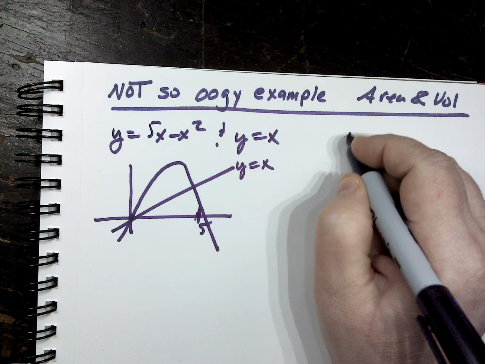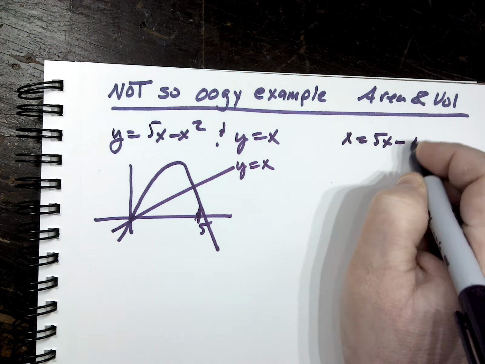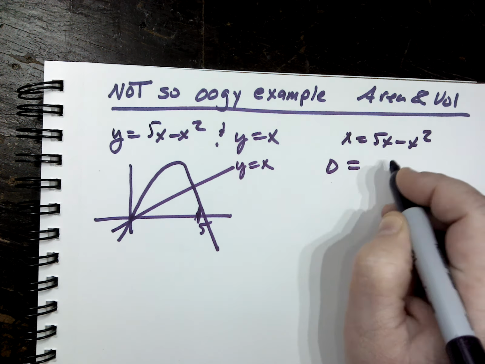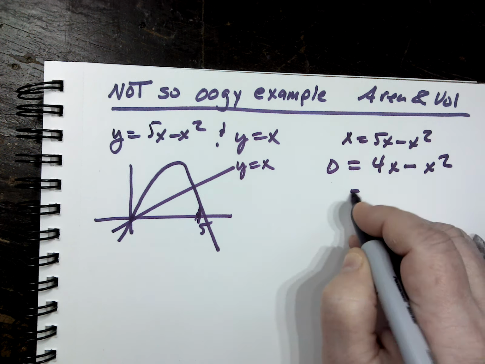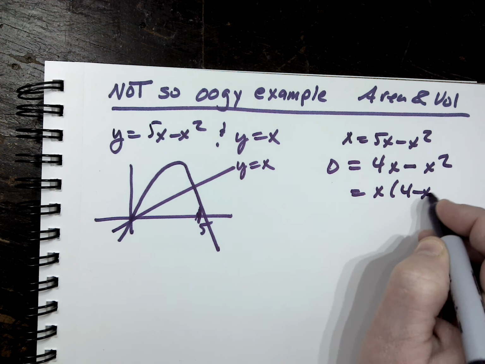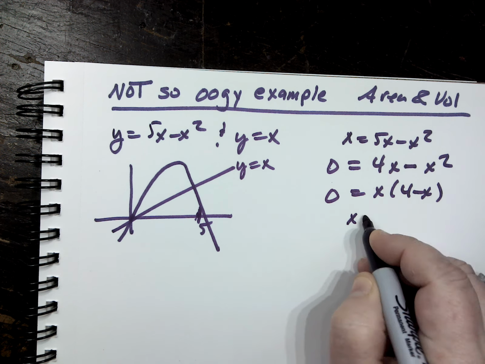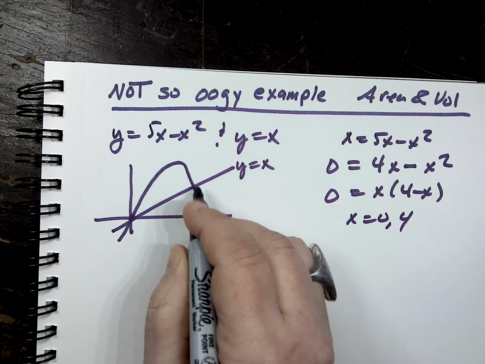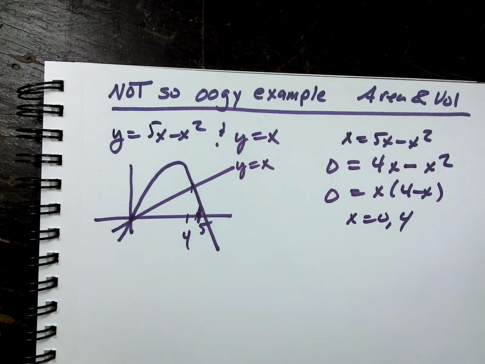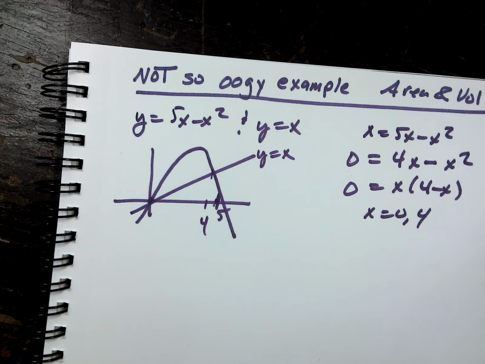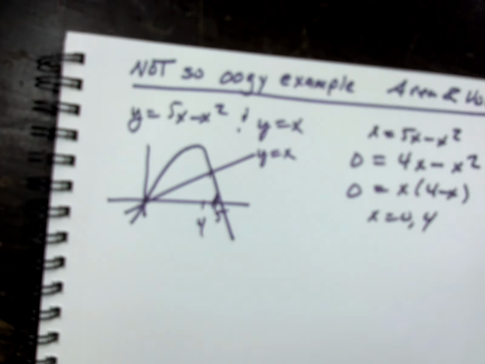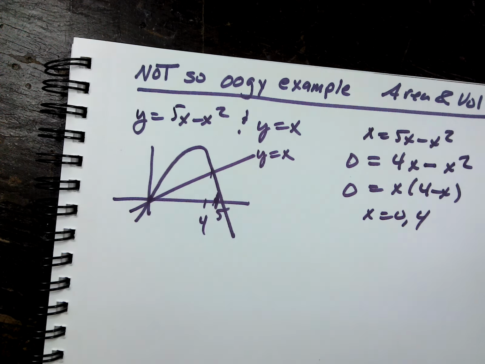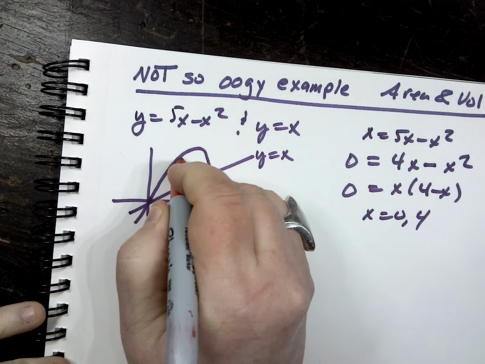So I'm going to let x equal 5x minus x squared. So 0 is 4x minus x squared. So it meets at x equals 0 and 4. So that's actually halfway decent in terms of scale. Okay, so I am going to give myself a generic little line, like I always do.